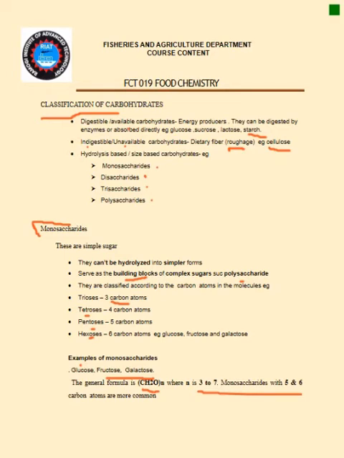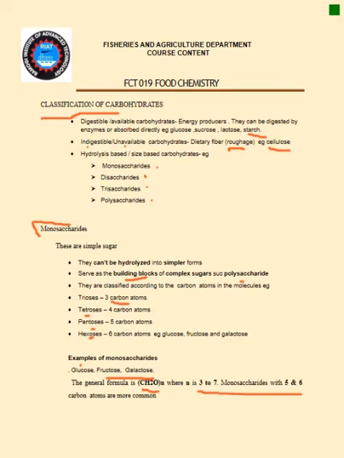Classification of carbohydrates. Carbohydrates are classified into three major groups. We have digestible carbohydrates, or available carbohydrates. These are energy producers. They are carbohydrates which can be digested by the enzymes or can be absorbed directly into the body. They include glucose, sucrose, lactose, and starch.